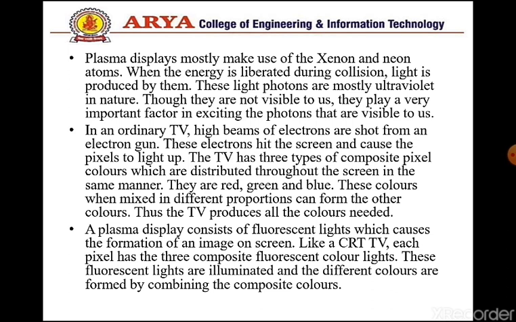The TV has three types of composite pixel colors which are distributed throughout the screen in the same manner. They are red, green and blue. These colors, when mixed in different proportions, can form the other colors. Thus, the TV produces all the colors needed. A plasma display consists of fluorescent lights which cause the formation of an image on screen. Like a CRT TV, each pixel has the three composite fluorescent color lights. These fluorescent lights are illuminated and the different colors are formed by combining the composite colors.